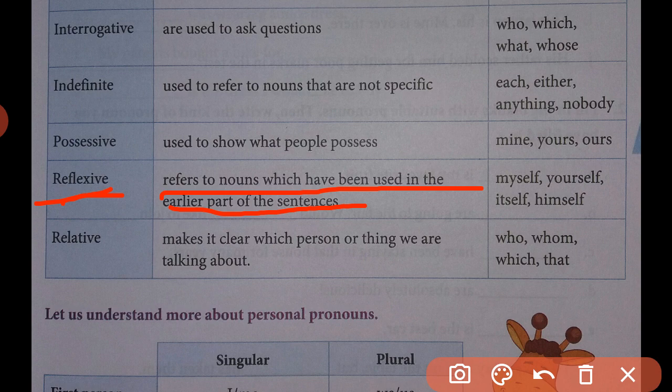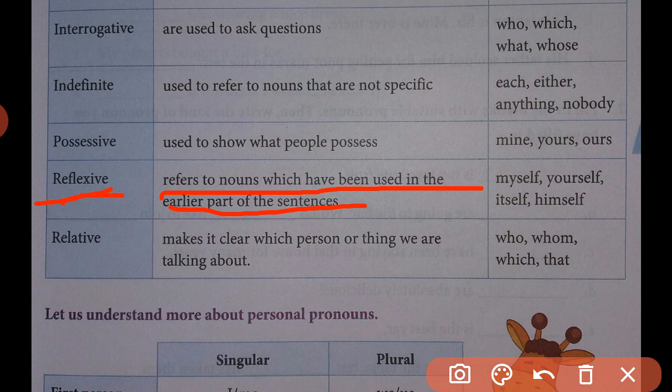That is why for I as a reflexive pronoun we can say myself, we ourselves, you yourself, he himself, she herself, they themselves. All these words are reflexive pronouns in the sentence. Sometimes they are known as emphatic pronouns.